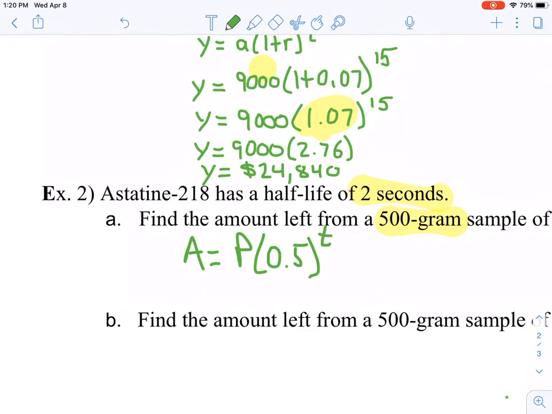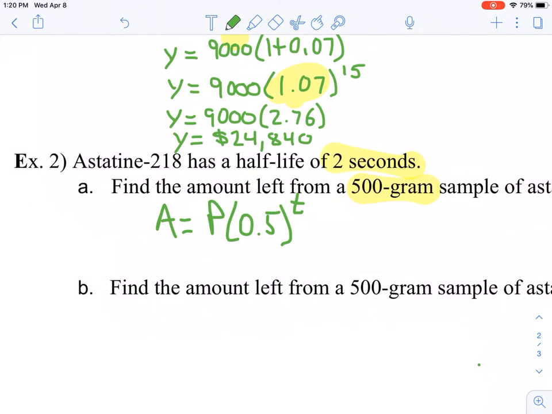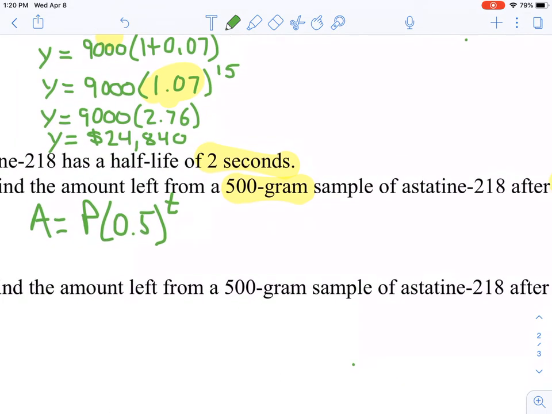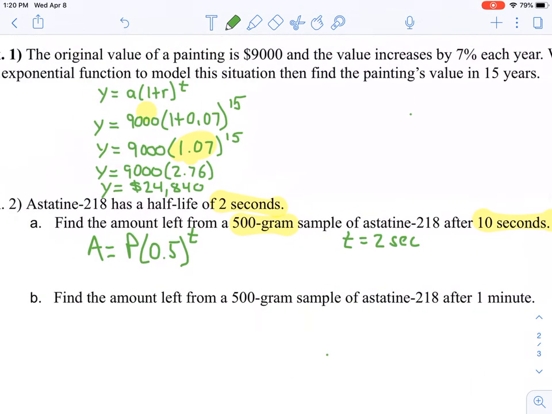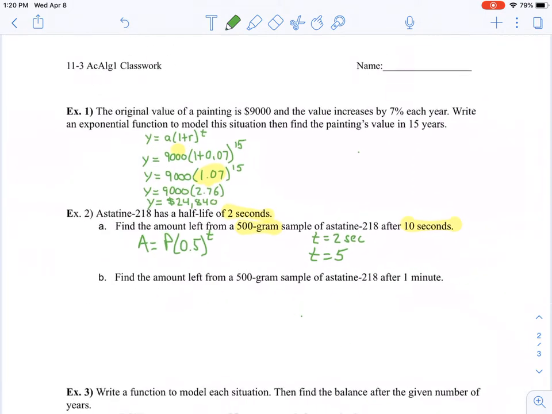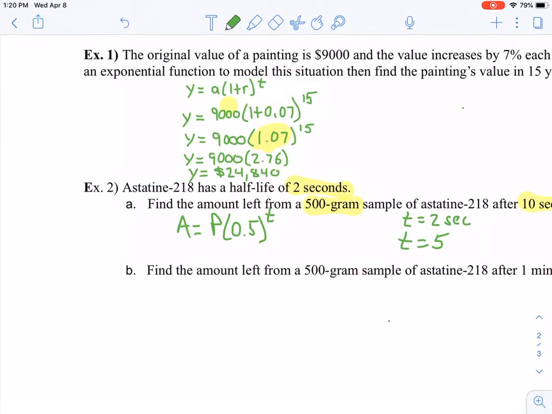Okay, now here's where we've got to be a little bit careful with T. The half-life is 2 seconds, so we have to convert that. After 10 seconds, we're talking about 5 half-lives. So T is really 5. So my formula would be A equals the original amount, 500, times 0.5 raised to the 5th power.